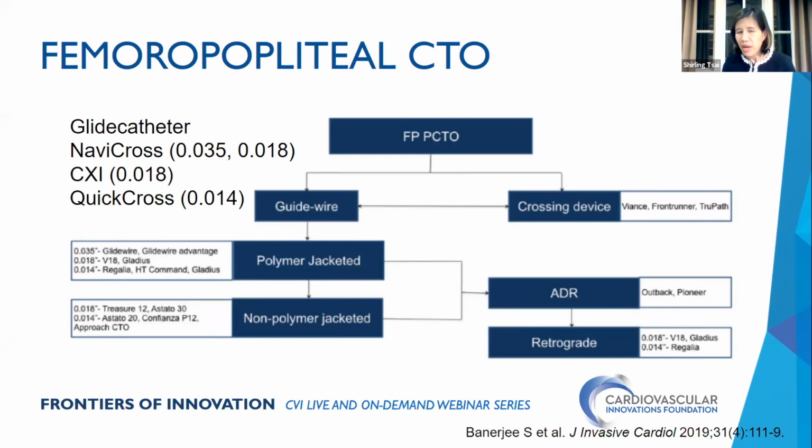Then if the 035 system doesn't work, you can escalate to an 018 system. So for example, a V18 wire, which is hydrophilic tip, and then an 014 system, such as a command wire or a journey wire. Then when those options are exhausted, I usually turn to the non-polymer jacketed or the weighted wires. So the one I usually go to is the Cook approach wire or the CTO wire, which is a weighted wire. And again, it really depends on whatever you have and that you're familiar with.